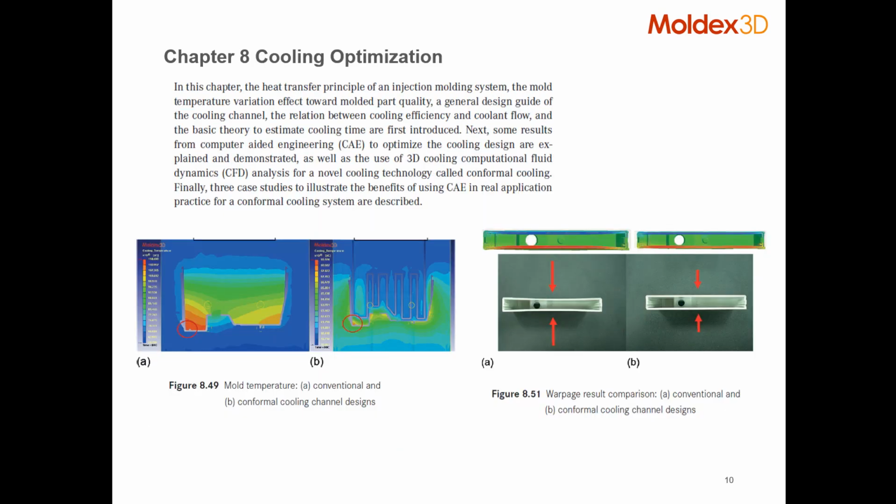In Chapter 8, we will discuss the cooling stage. We will introduce heat transfer mechanisms, the effect the mold temperature has on part quality, the cooling channel designs, the relation between cooling efficiency and cooling flow, and methods of cooling time estimation. Then, in the section of actual cases, you will be shared with the knowledge on how to optimize and verify cooling design for a digital camera cover and a cartridge.